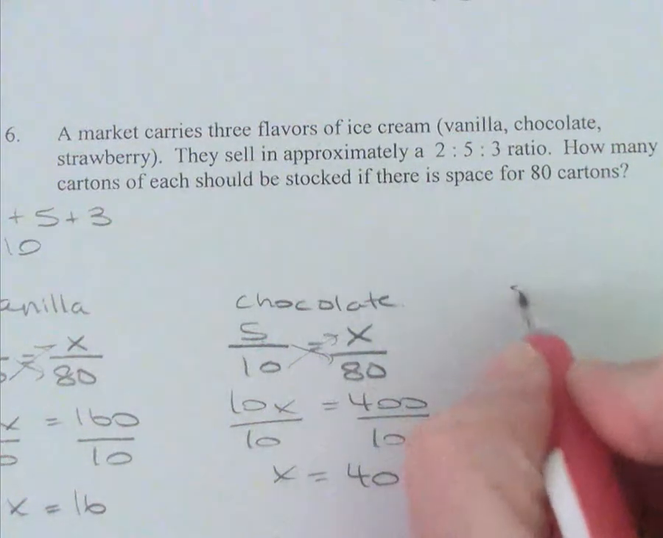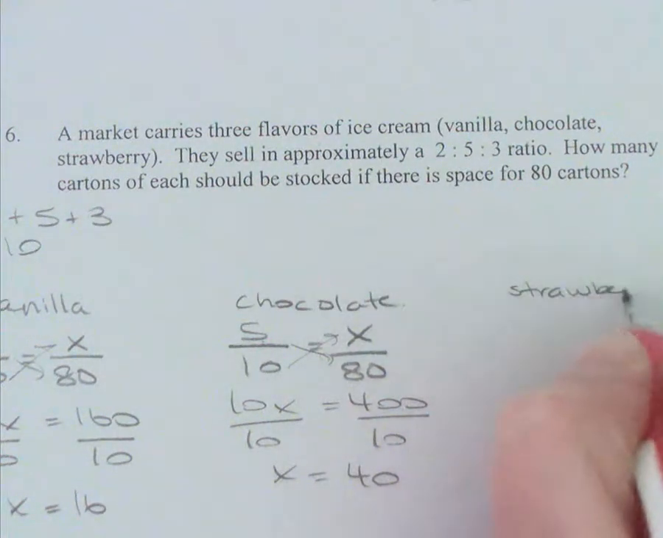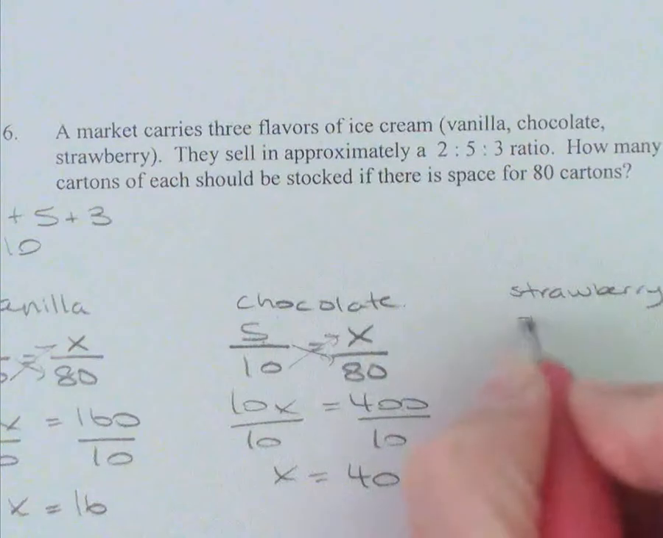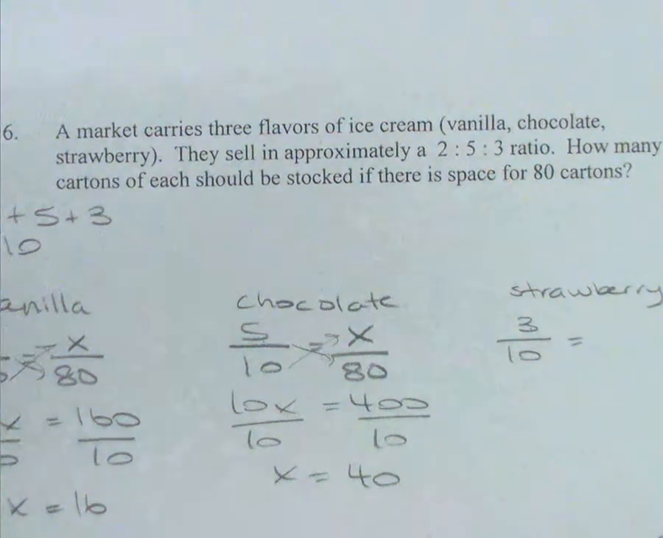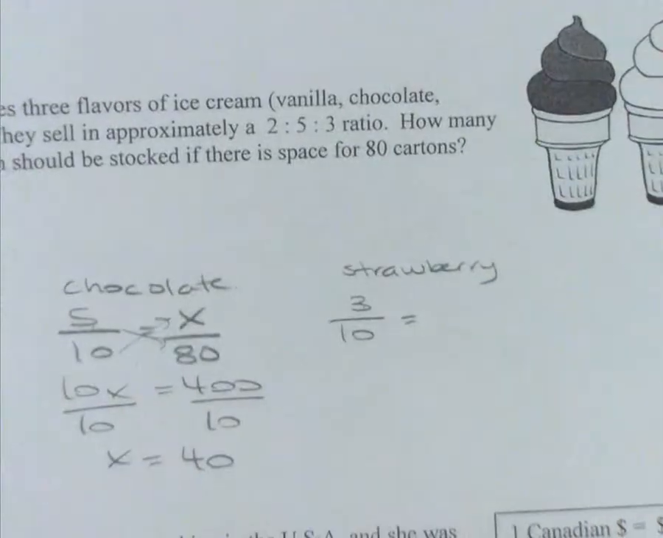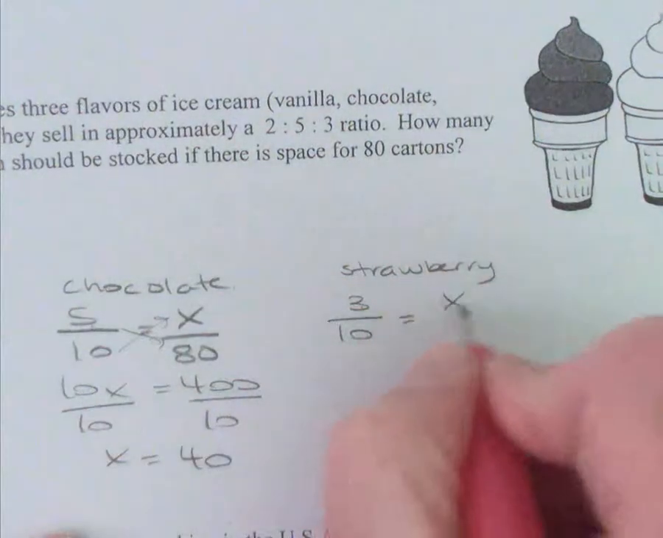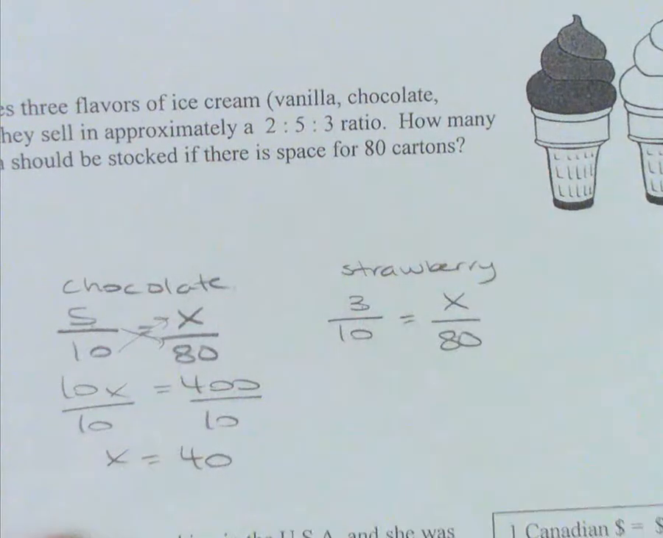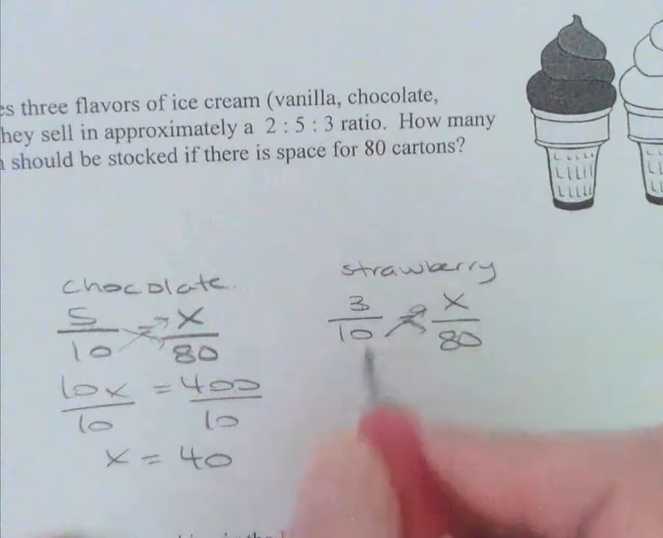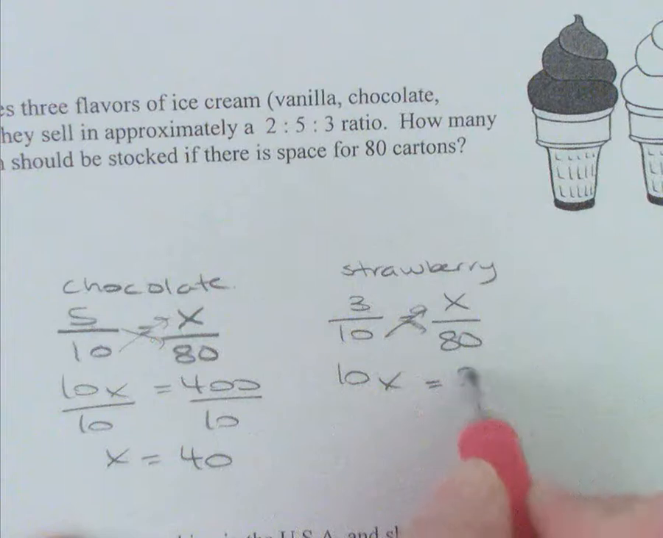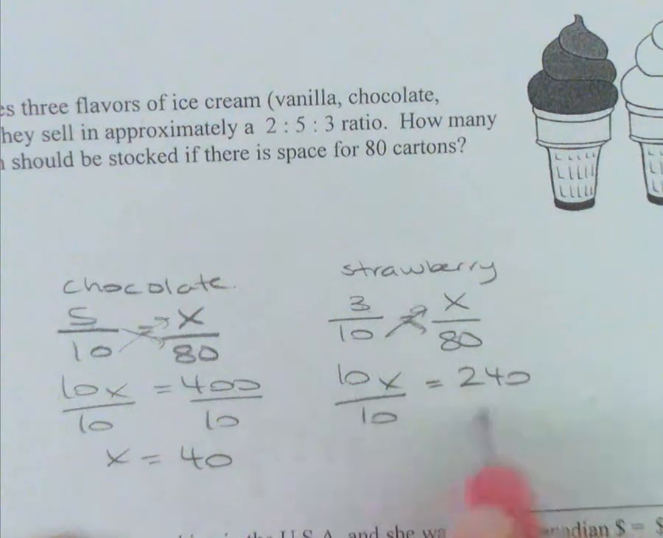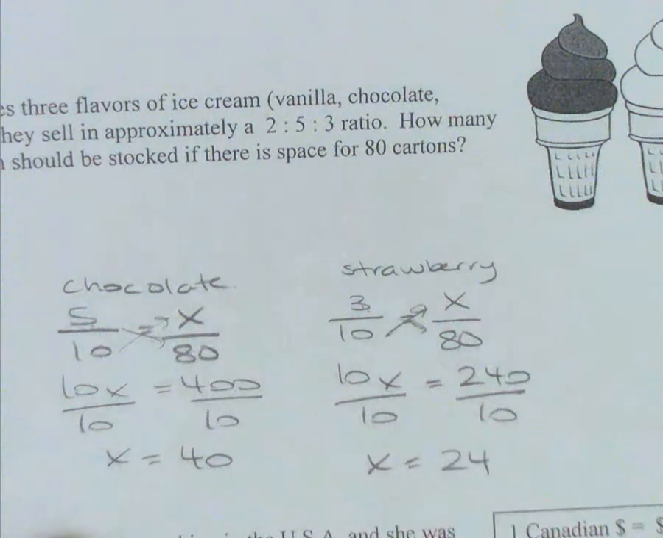Lastly, I want to know how many strawberry. So out of the smaller ratio, there are 3 out of every 10 that will be strawberry. I want to know how many would be strawberry if I had a total of 80. So I'm going to cross multiply. So I have 10x is equal to 3 times 80, which is 240. Divide both by 10. So if I divide that, I get 24.